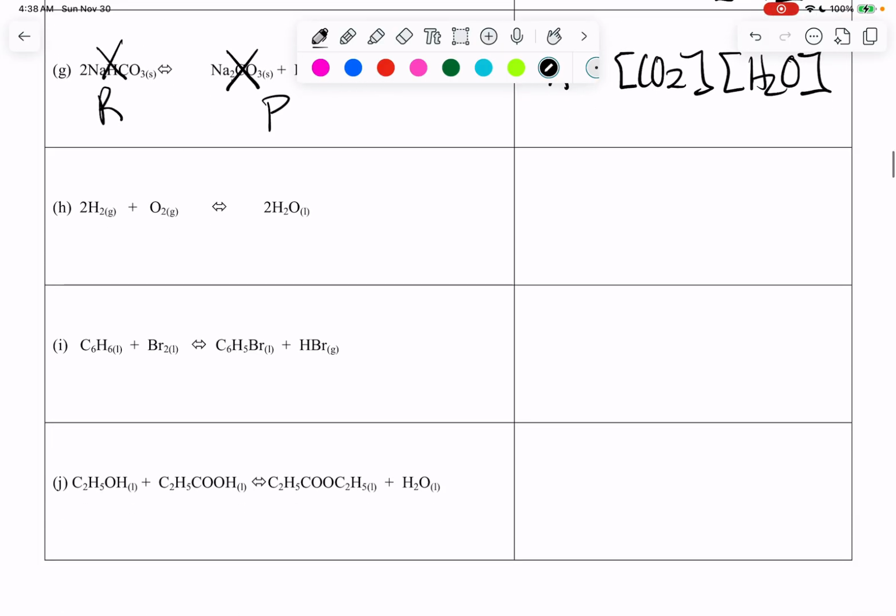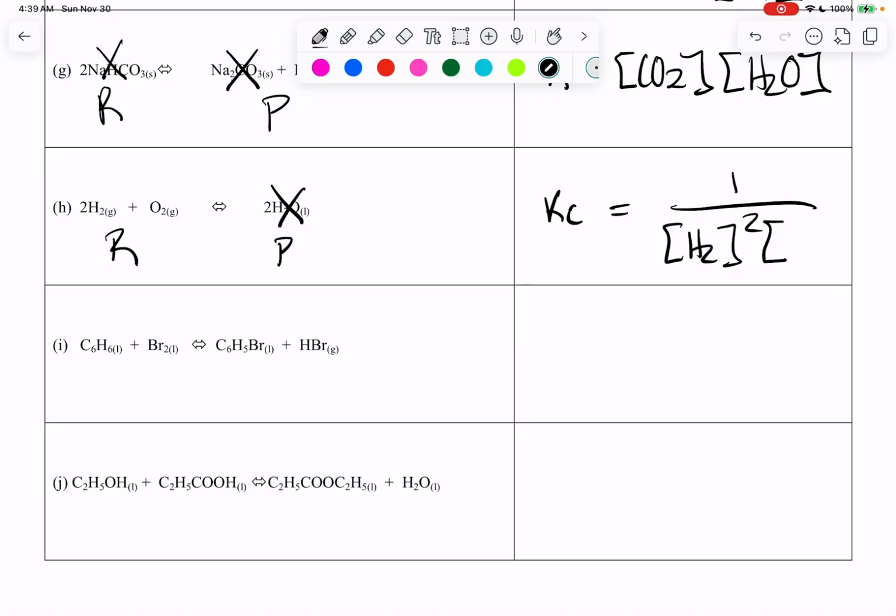For the next one, I'm making liquid water. I can cross out water. Here are my products, here are my reactants. So in this case, Kc, I just use that 1 as a placeholder. And I say H2 gas to the power of 2 times O2 gas, because I only have a 2 in my coefficient.